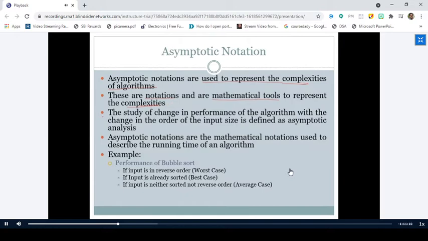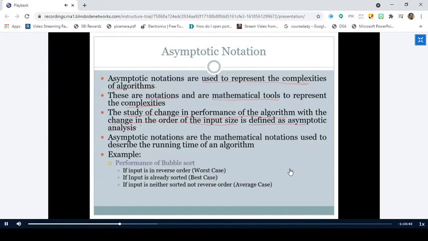Why we are going to use this asymptotic notation means to study the change of performance of an algorithm with the change in order of input size. If you change the input size, how is it going to affect the performance of the algorithm? If you keep on increasing the input size from 10 to 100, 100 to 200, 200 to 300, how is it going to affect the performance of the algorithm? That is explained in terms of asymptotic analysis, right?